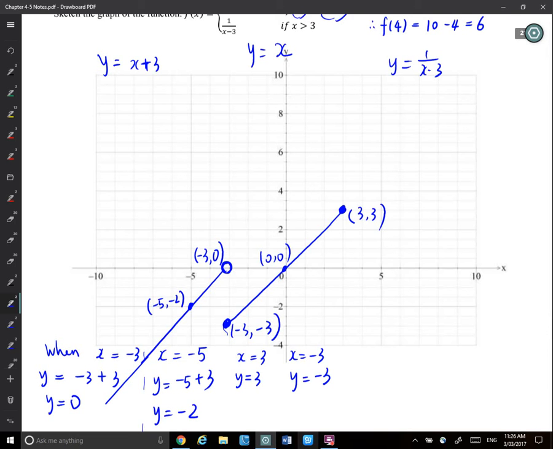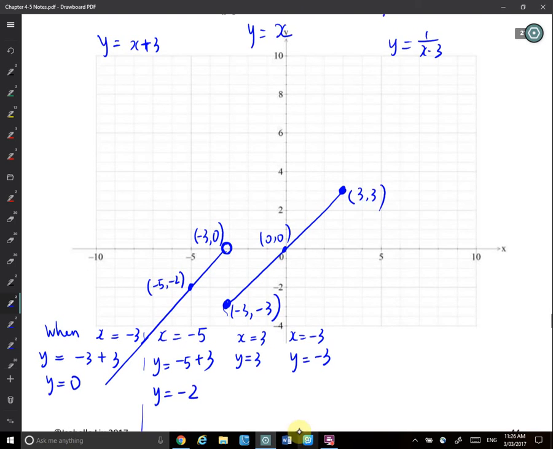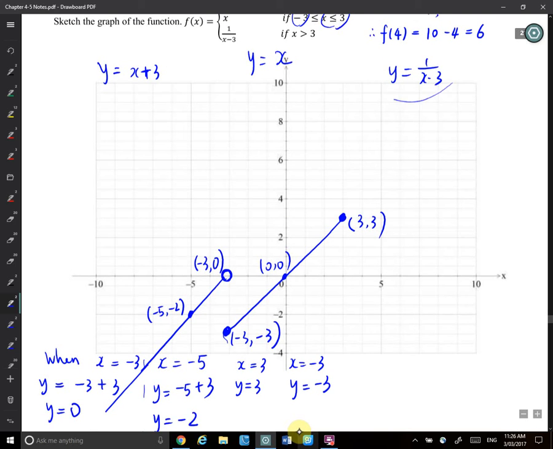And for the third part, y equals 1 over x minus 3. First of all, you cannot take x equals 3, but x equals 3 is the asymptote.